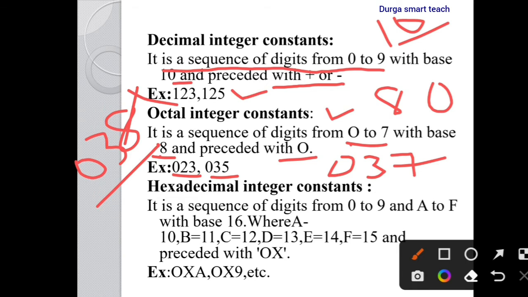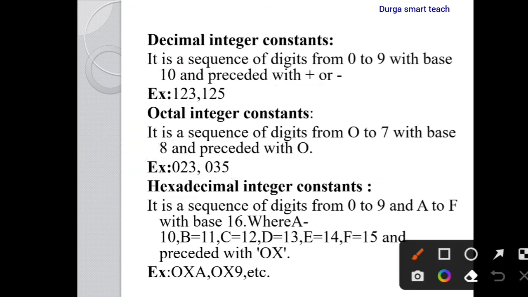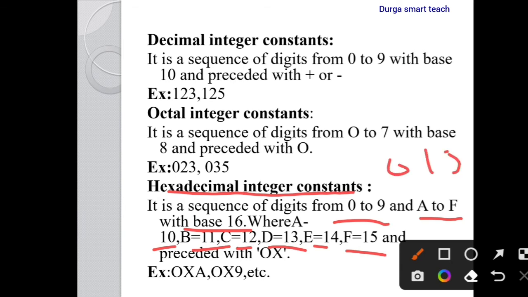Next one is hexadecimal integer. Hexadecimal means 16. It is a sequence of digits from 0 to 9 and A to F with base 16. A is termed as 10, B 11, C 12, D 13, E 14, F 15. So 0 to 15. Here it is preceded with OX, which is the indication.